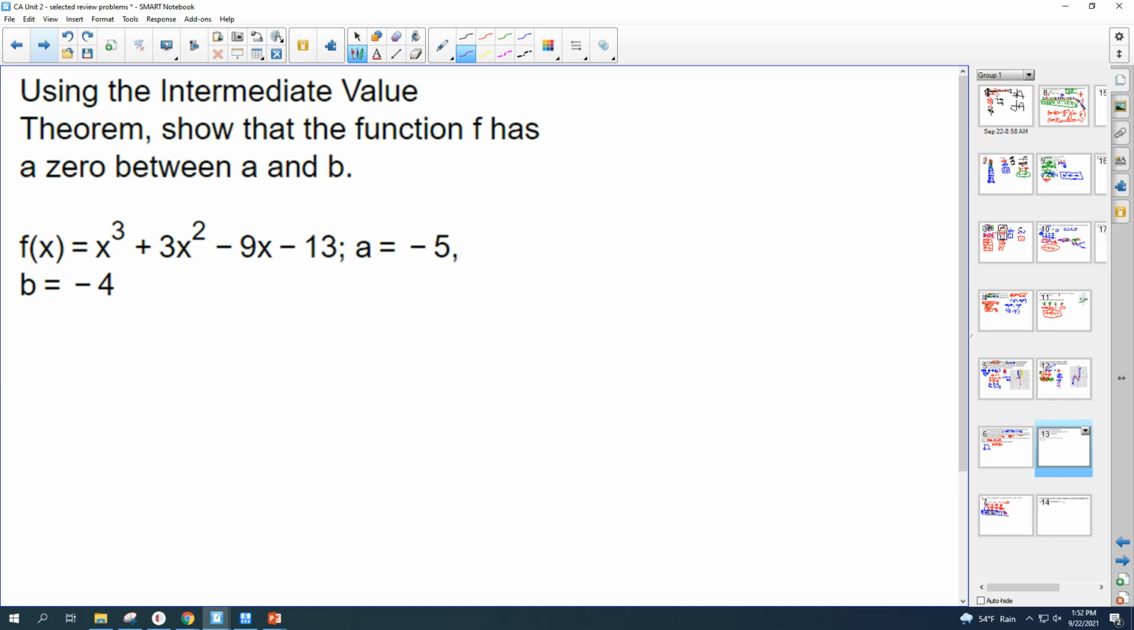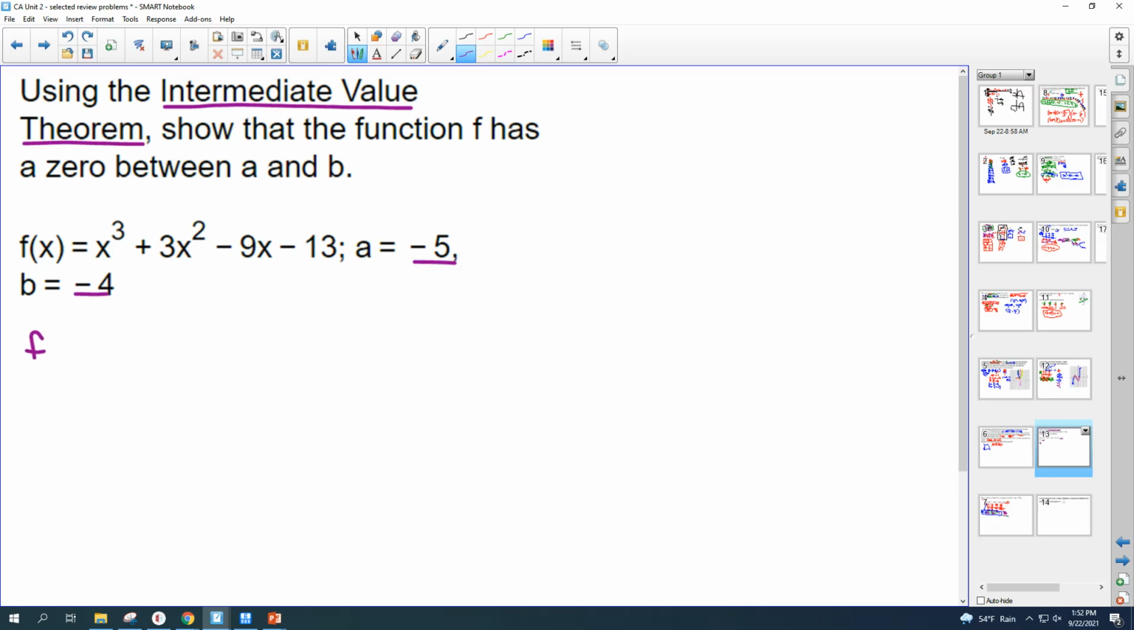Using the intermediate value theorem, show that the function f has a 0 between a and b. This is something that you probably missed or you probably forgot. It's a very tiny little part of that lesson, but the intermediate value theorem, I bet you missed this. Okay, essentially what you want to do is plug in these two numbers. Plug in -5, and -4. And you can do it by synthetic division, or you can do it by just plugging it in. It doesn't really matter.